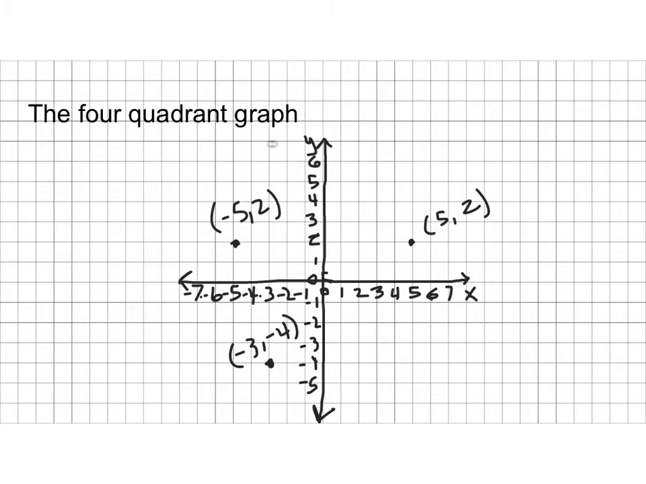Or I could graph 2, -3. Which would go like that. 2, -3. Make sure you have all those examples on your graph. And then a four-quadrant graph has special names for each quadrant. So the one that we're used to working in is called quadrant 1. Label it with me now. Quadrant 1.